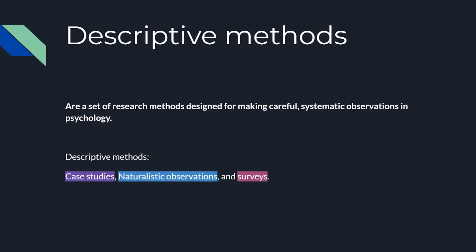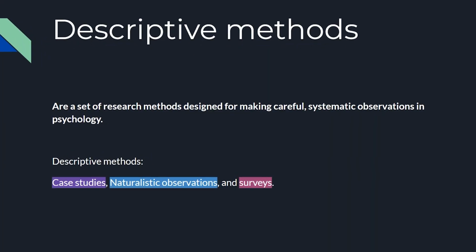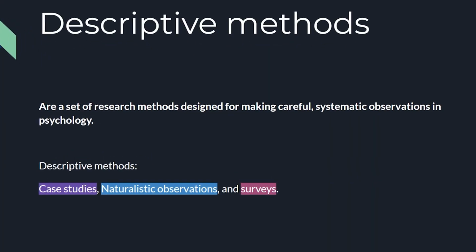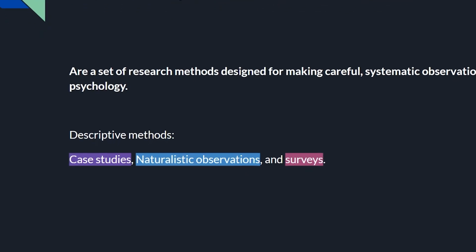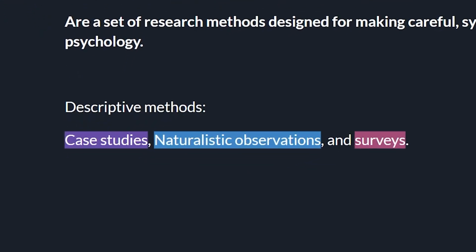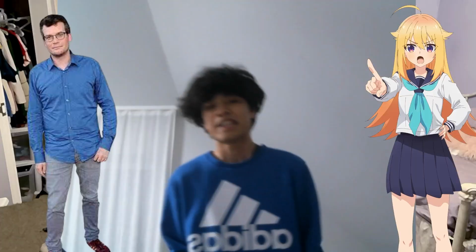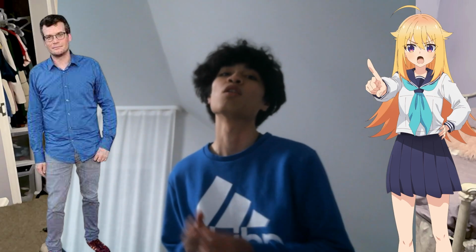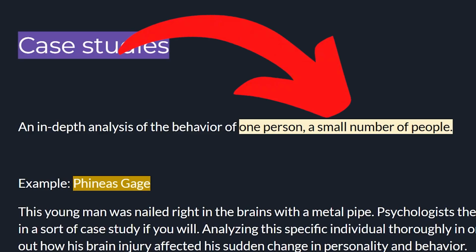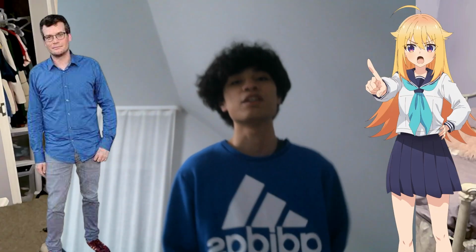Now, the descriptive methods are a set of research methods designed for making careful, systematic observations in psychology. 3 of these methods include case studies, naturalistic observations, and surveys. Incredible. Now moving on to case studies. Case studies are an in-depth analysis of the behavior of one person or a small number of people. Now I'm going to give an example of this.